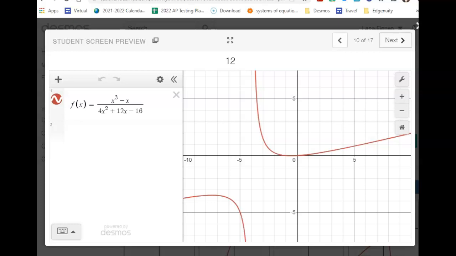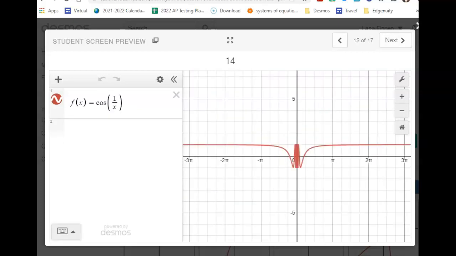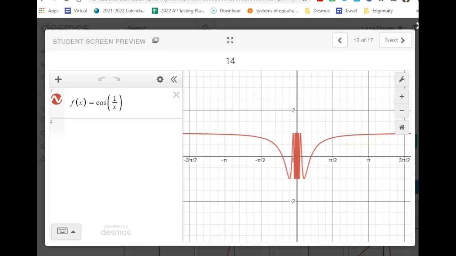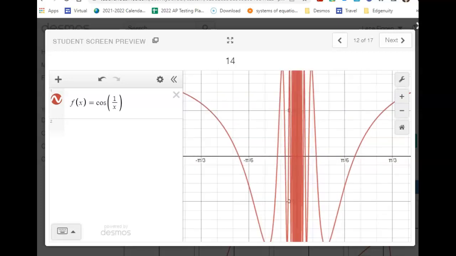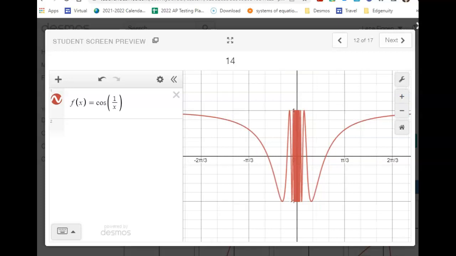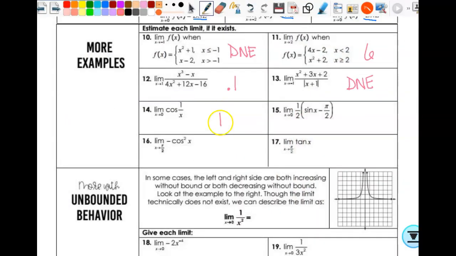Okay. So let's look at 14, a trig one. This is the cosine of 1 over x. If we zoom in some, what's happening here? It's oscillating. Good. So it's oscillating. If I wanted the limit as x approaches pi-thirds, that's different. I can figure that out. But when I want the limit as x approaches 0, it's oscillating around 0. That's what makes that one does not exist.